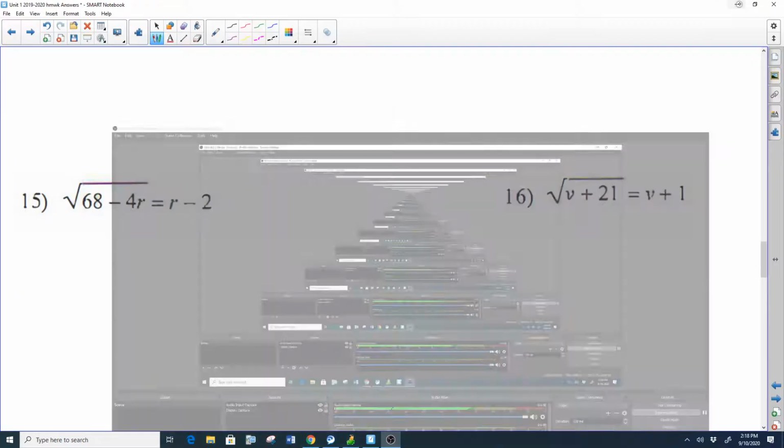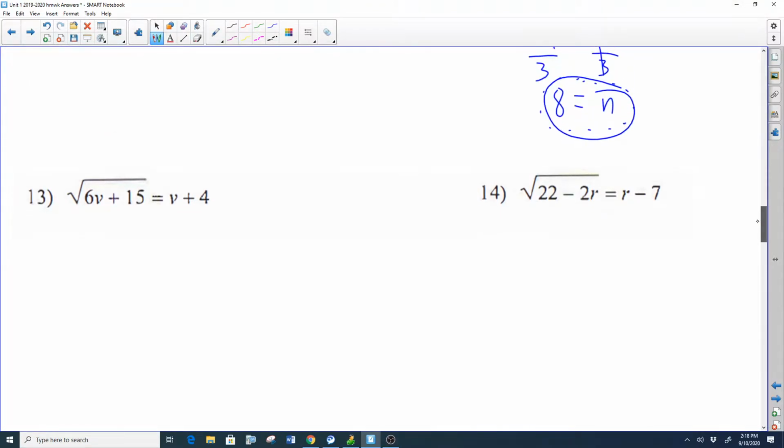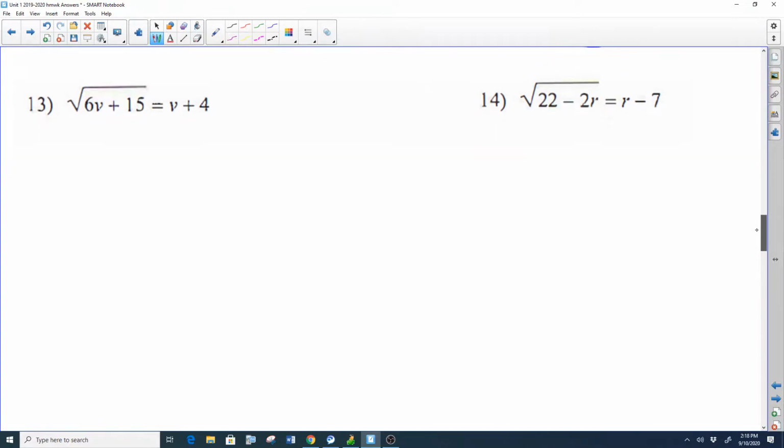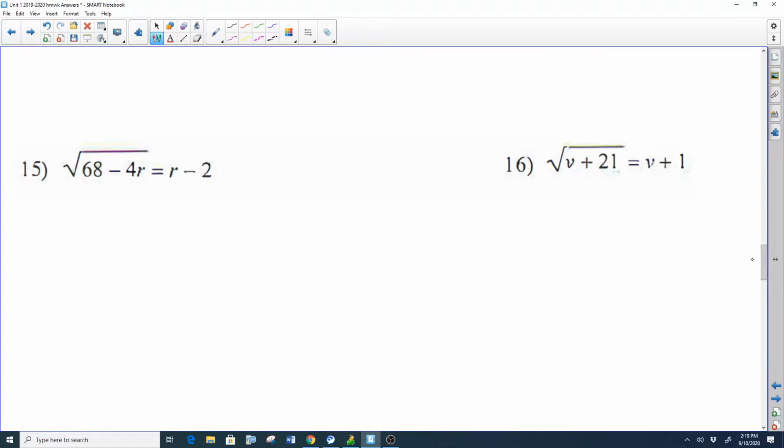All right, we're back. Okay, so now we're looking at 13, 14, 15, 16. Those are similar problems. You all have to do kind of the same process there. So let's try maybe number 15. So when you power 2 both sides, be careful. You have to do the whole right side, not just part of it, the whole thing.